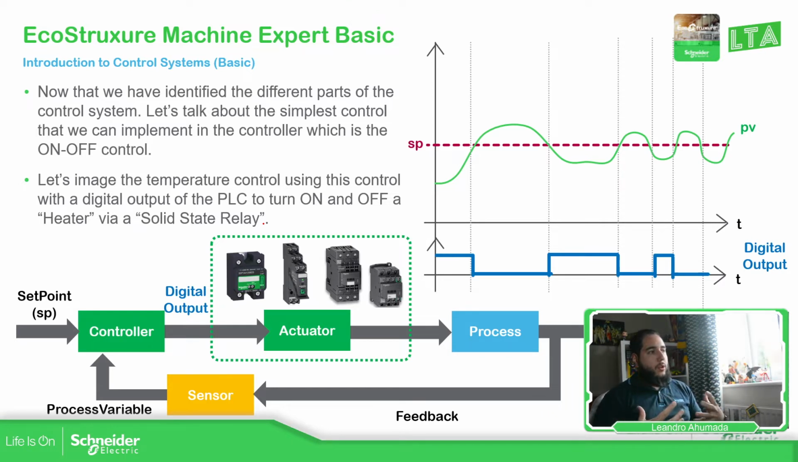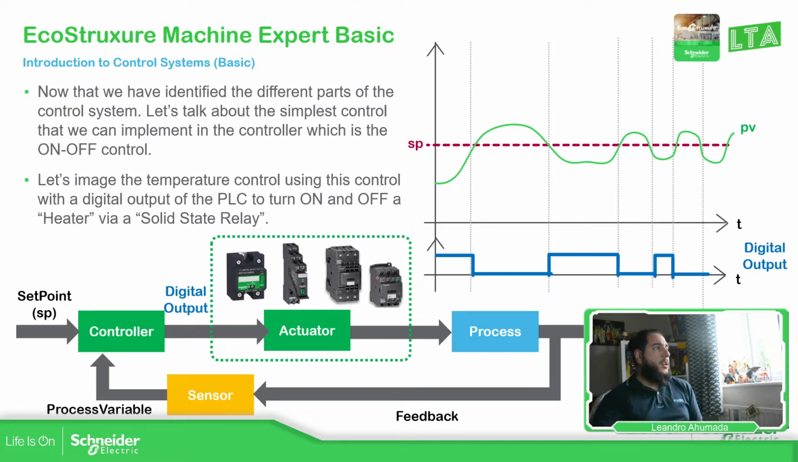And then in the controller, you can create some kind of logic in order to activate the outputs on and off. For example, you can use a heater, and you can use a solid state relay as the actuator for the heater, and then you can control the temperature you have in the room. So that could be one of the processes.